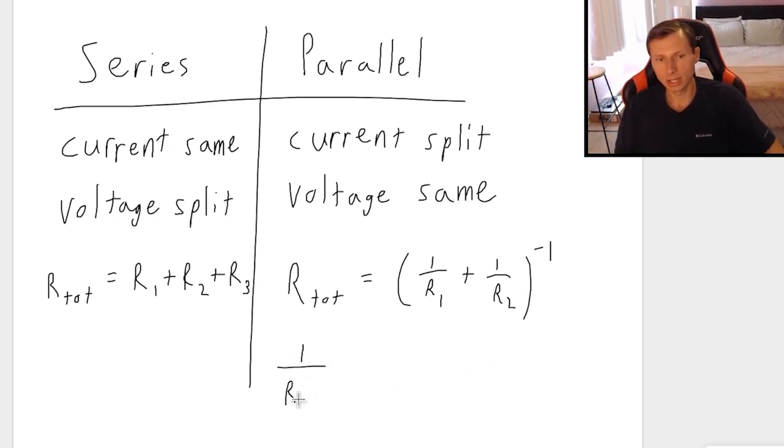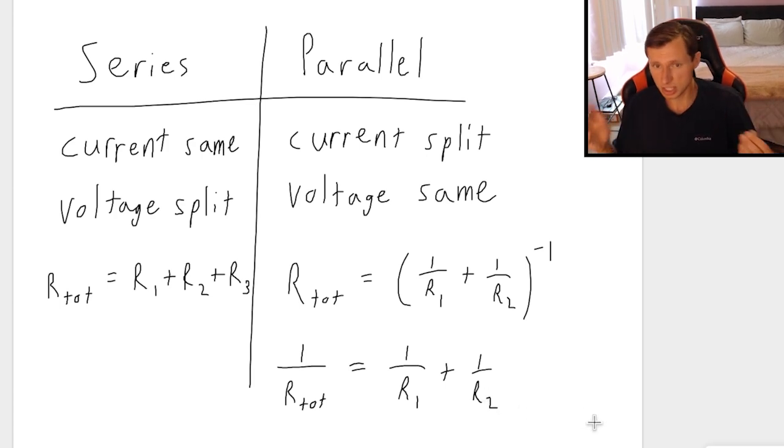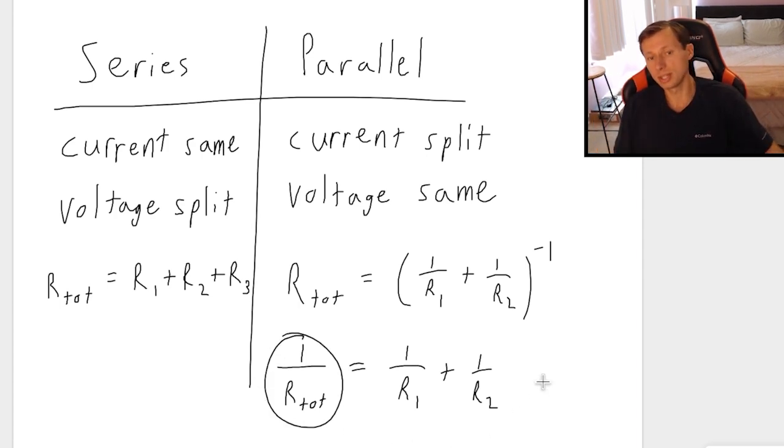Another way you'll see it written is R total, or 1 over R total, is 1 over R1 plus 1 over R2 plus however many resistors, but there's no negative 1 power. But you still have to remember that that R total's in the denominator, which means you have to take the reciprocal, and reciprocal is the same thing as the negative 1 power.